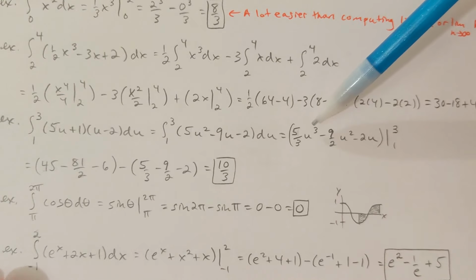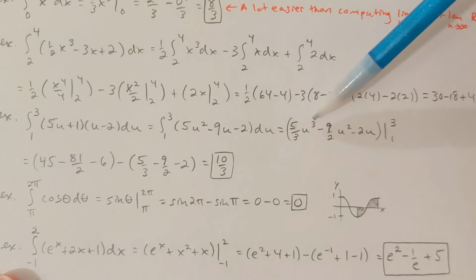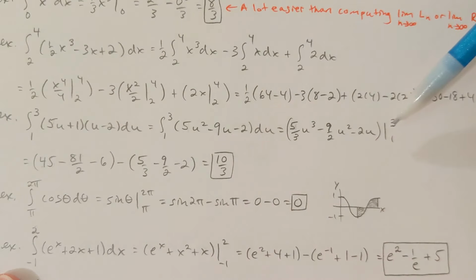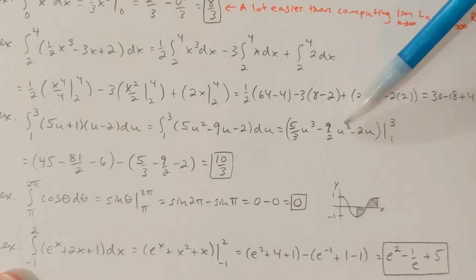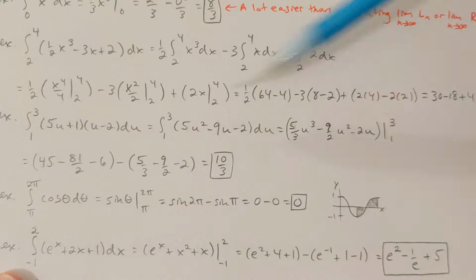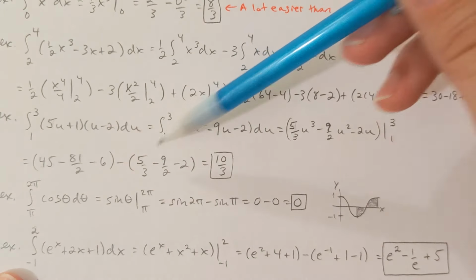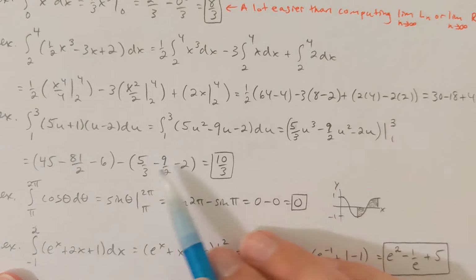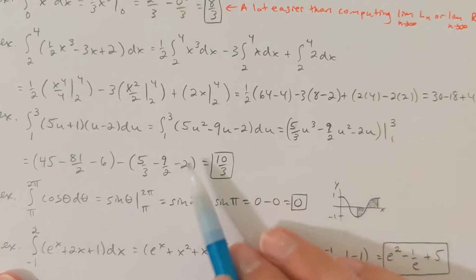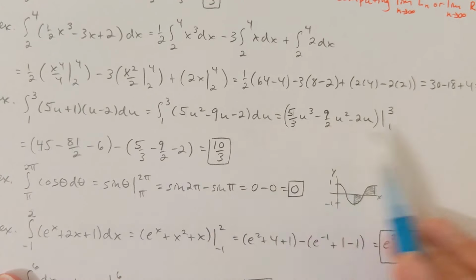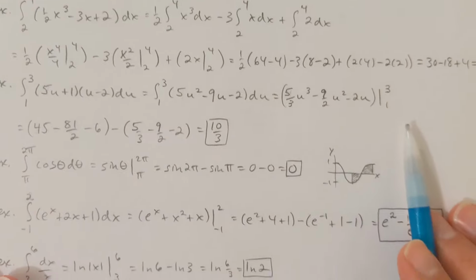So now when I plug in my bounds, plug in 3 first. 3 cubed is 27, divided by 3 is 9, times 5 is 45. When you plug in 3 into the second term, 9 times 9 is 81, divided by 2. Okay, and then minus 2 times 3 is 6. And then minus the quantity. When you plug in 1, you're going to have 5/3 minus 9/2 minus 2. Be sure to include parentheses around that since you're subtracting the whole thing. Okay, and when you simplify, you should be getting 10/3.